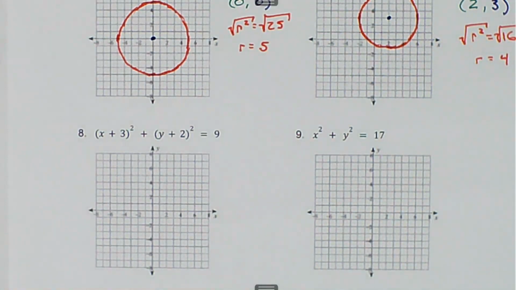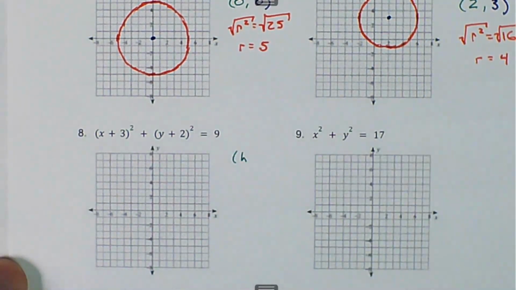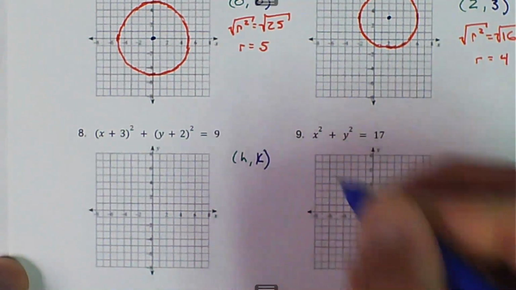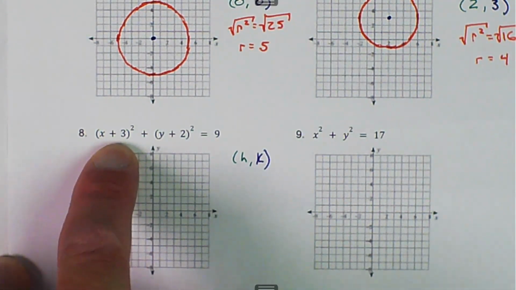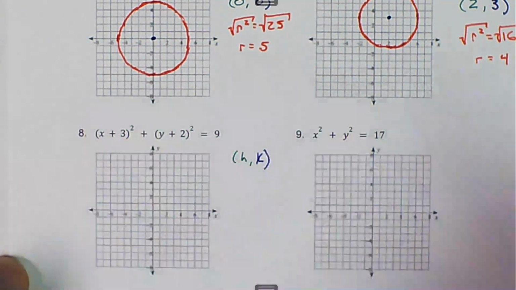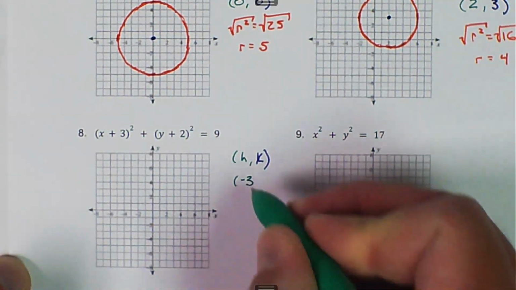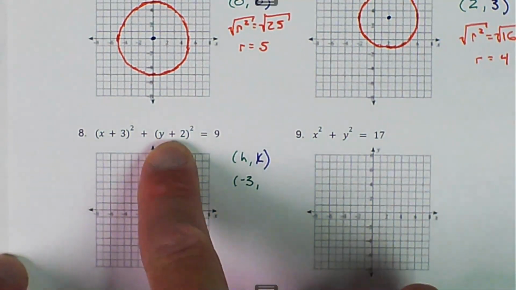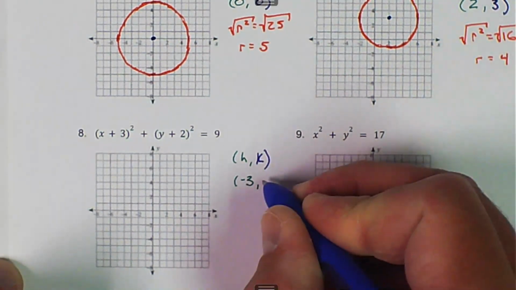Number 8. Again, we have (h, k) that we're trying to calculate. And this time we have a positive sign. So in order to change that from the original negative sign to a positive sign, we have to substitute in a negative 3. So our h value in this case is negative 3. And to change that positive sign to negative, again, we have to substitute in a negative 2. So our k value is negative 2.